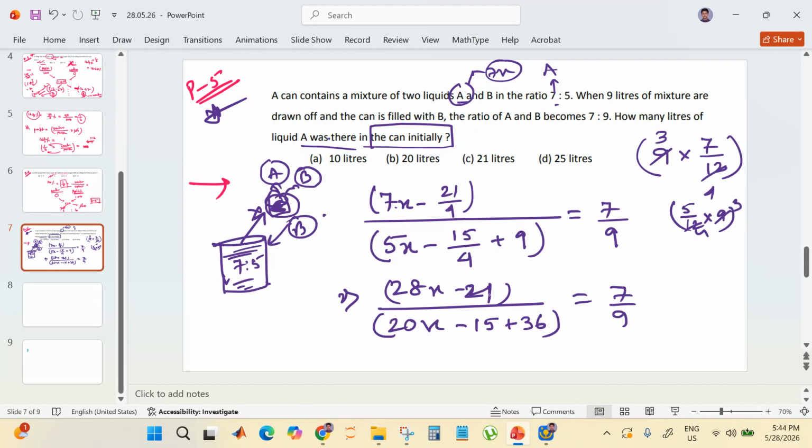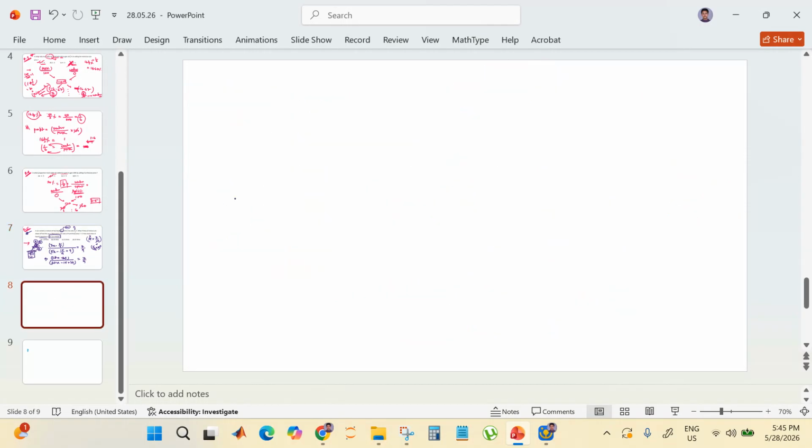28x minus 21 by 20x minus what? It is added, because minus 15 plus 36 means what? It is 21. So the calculation will be 28x minus 21 by 20x plus 21. 20x plus 21. It will be what? 7 by 9.